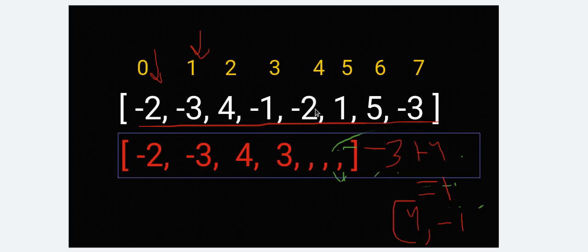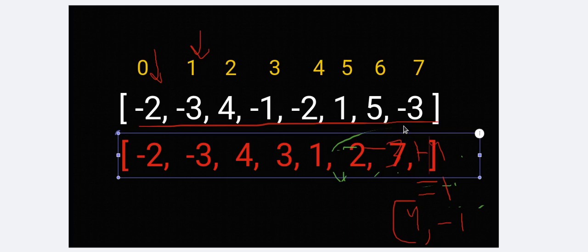Again, I have a choice. Should I start afresh with -2, or should I continue my previous array? So if I add 3 and -2, I get 1, and if I just have -2, it's -2. So 1 is a better option. So I'll extend this array. Then I come at 1. So starting afresh or continuing. So 1 plus 1, continuing would be a better idea. Again 5 I have, so continuing would be a better idea.